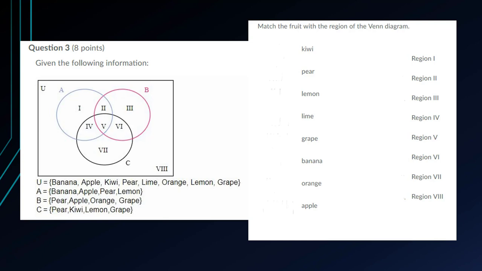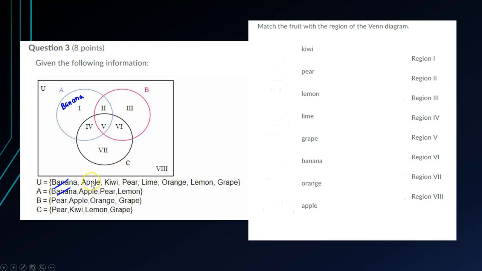So looking at the information here, before I started trying to make the matches over here, I'm going to summarize what goes on over here. So when I look at the first one, banana, I see bananas in the universal set, so it's in this overall box. It's in set A, but you notice it's not in set B or C. So it has to be in the part of A that doesn't overlap with B or C. So it has to be in this region right here. So bananas would be over in this region here.